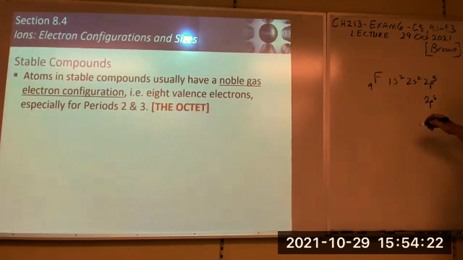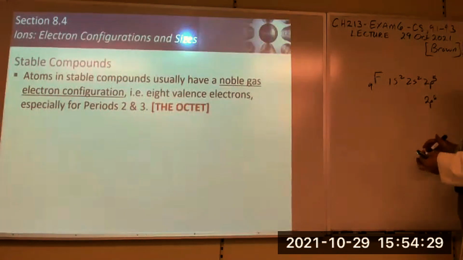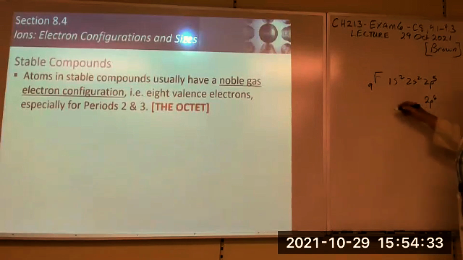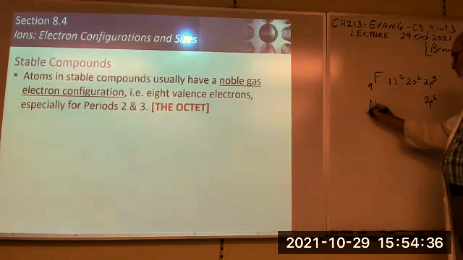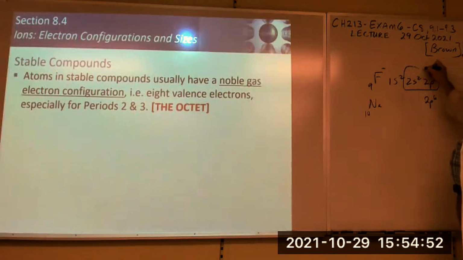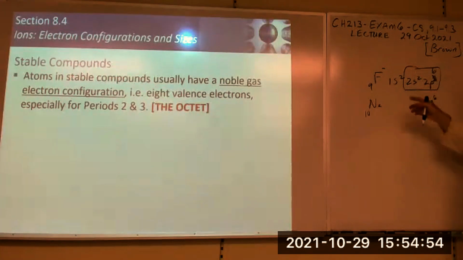So it either accepts an electron in an ionic bond, or it can form a covalent bond, and it has the feel of a noble gas. So this would be neon. It would look like neon if it were at a negative charge. And the octet they're referring to is the completed s and p orbitals together. The valence electrons now are complete.